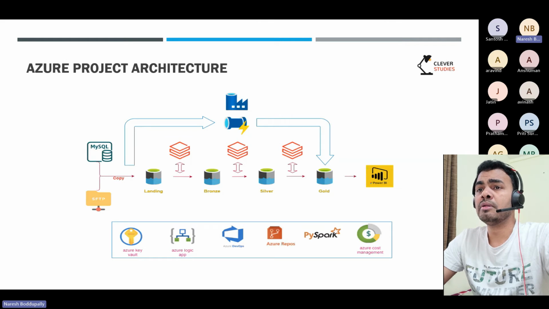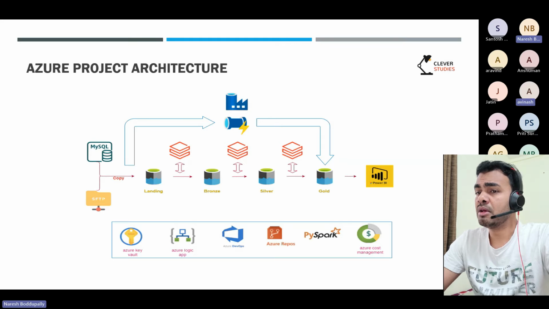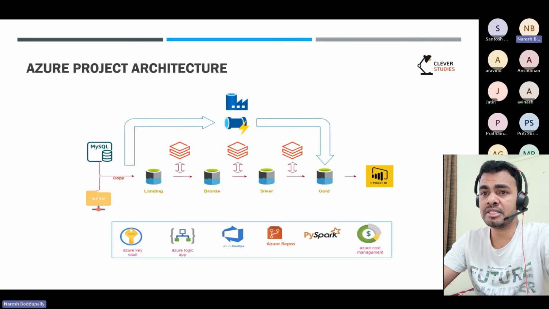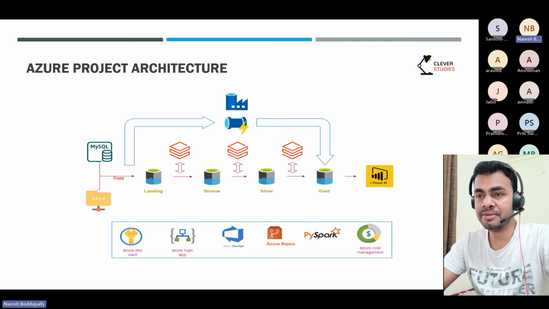All the raw data, from whatever sources, will be placed in landing. We have two sources, MySQL and SFTP, so we'll get the data from both sources and place it into the landing area. Once we have data in the landing area, we'll create some raw tables in the bronze layer. We'll do some filtration, data enrichment, and data cleaning activities as part of the bronze and silver layers, which we will explain as part of the project.